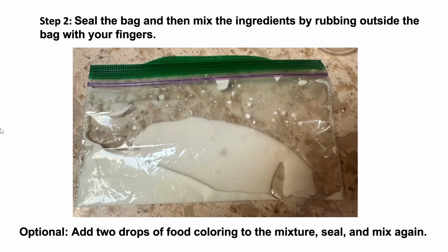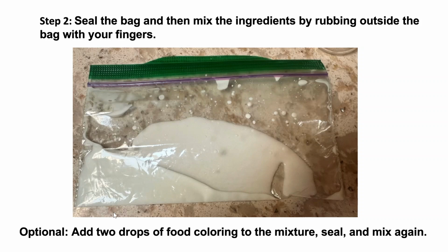Now, step two, you're going to write that again in the box. We are going to seal the bag, and then mix the ingredients. Very important, this step: you have to mix the ingredients by rubbing the outside of the bag with your fingers. How do you know that you've mixed it properly? When your final mixture looks like this. So we have a picture for you as a reference.